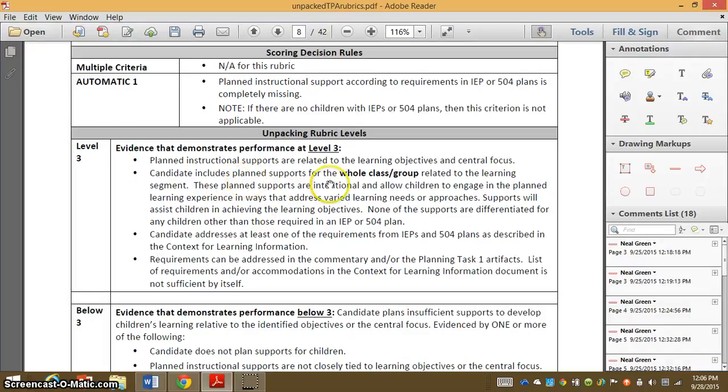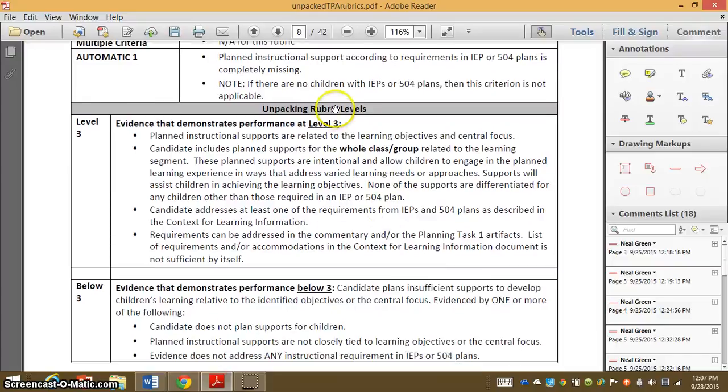And now, do your plans include supports for the whole class or group related to the learning segment? These supports are intentional and allow children to engage in the learning experience in ways that address varied learning needs or approaches. So, do you provide opportunities for all your students to engage in the lesson and meet the objective? You may have to make accommodations, meaning change the route that you take for the students to meet the objective depending on their learning needs, but you need the same objective. Okay. And so you're going to describe in your prompts and everything how supports are differentiated for children.